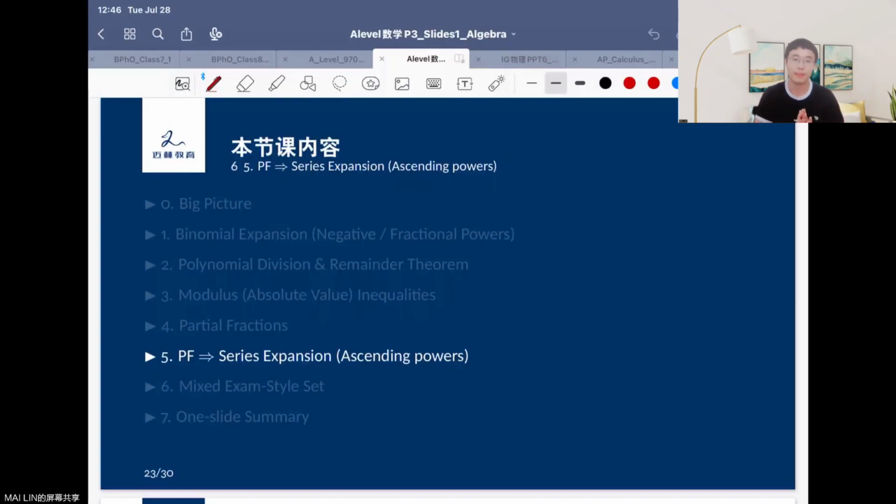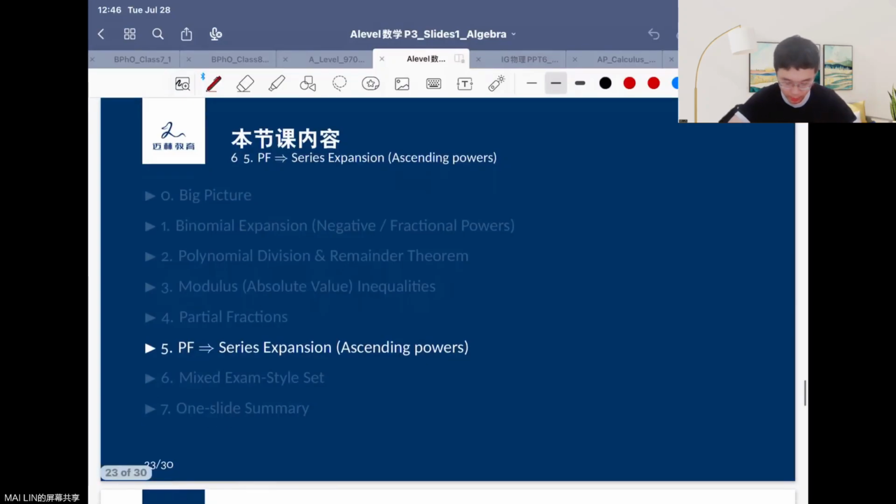Hello guys, so today we're talking about the series expansion of ascending powers, okay? So let's move into the first part of it.